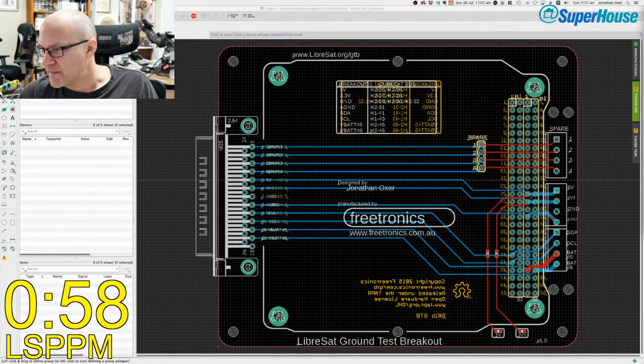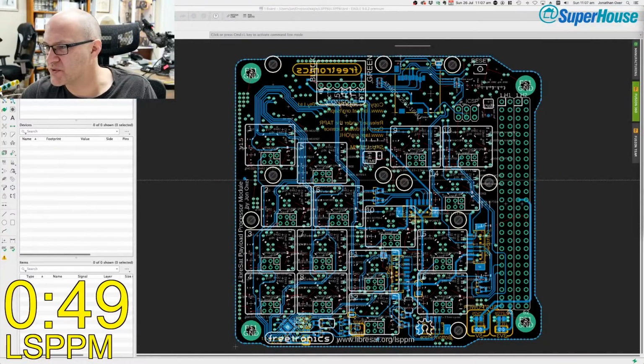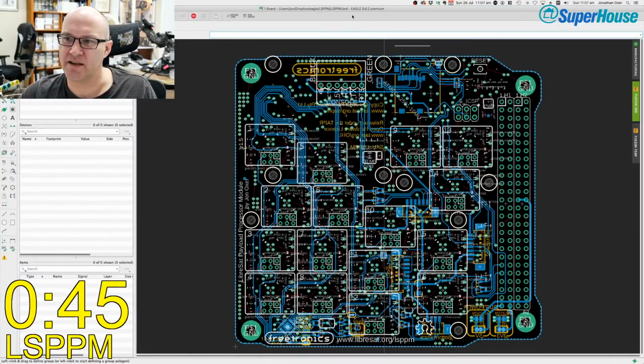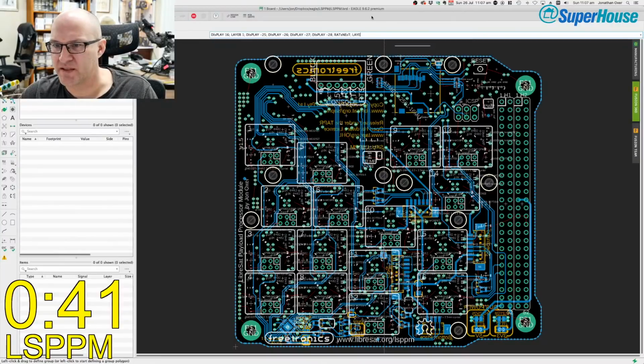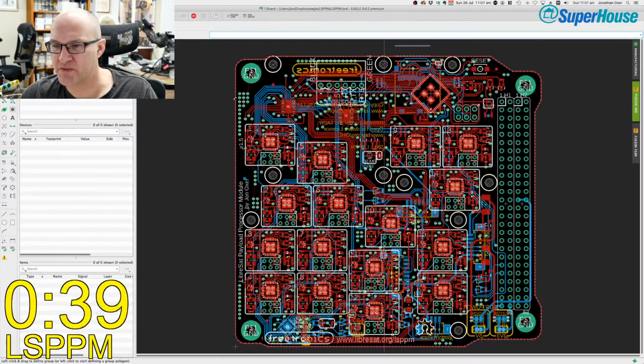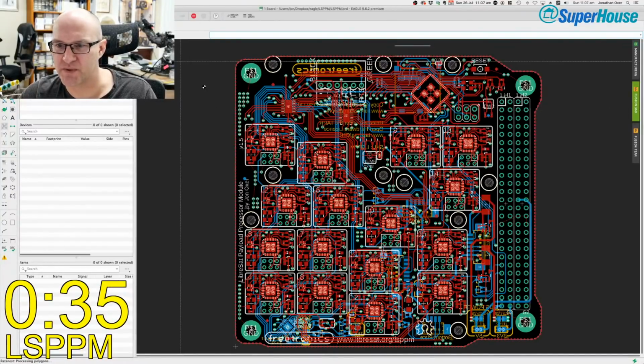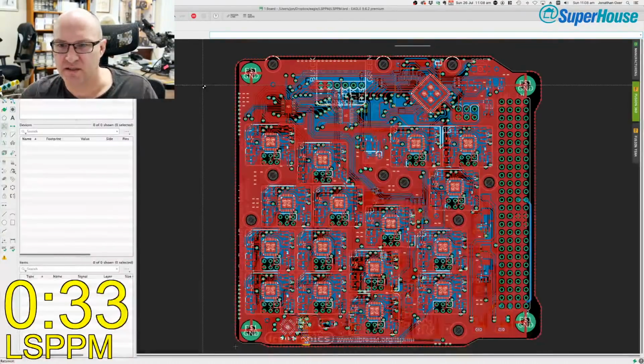LSPPM. I've got a couple of LibreSat related projects here. Payload processor module. So this is the board that actually went into space on ArduSat-X and ArduSat-1. It is the payload processor module, which has got 17 processors on it.